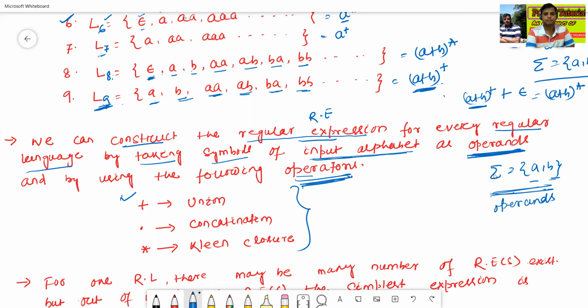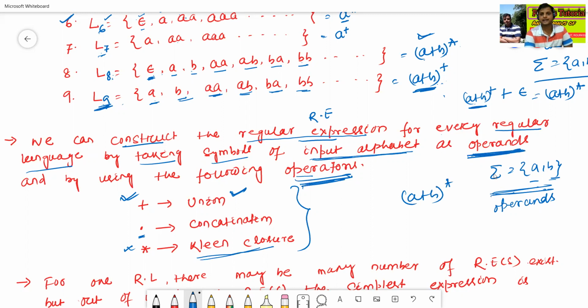Plus means this is called union operation. Dot means simple dot, this is called concatenation operation. Star means this is called Kleene closure operation. For example, for union operation, in this case, (a+b) the whole star.